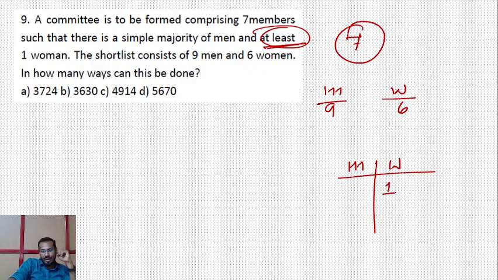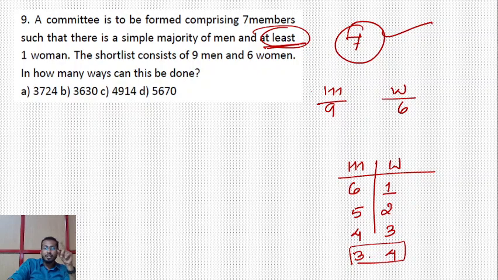So if I select one woman, I need to select 6 men because totally I want only 7 members. If I select 2 women, I need to select 5 men. If I select 3 women, I need to select 4 men. If I select 4 women, I need to select 3 men, but this is not majority. Majority should be men, not women. So stop here itself. So now I'm going to write the combinations.